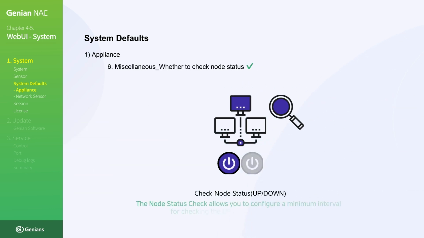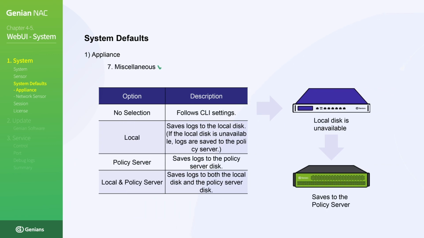The node status check allows you to configure a minimum interval for checking the up-down status of nodes. If the network sensor has a disk, it operates according to the specified settings. However, if the network sensor does not have a disk and no selection or local is chosen, debug logs will be stored on the policy server.